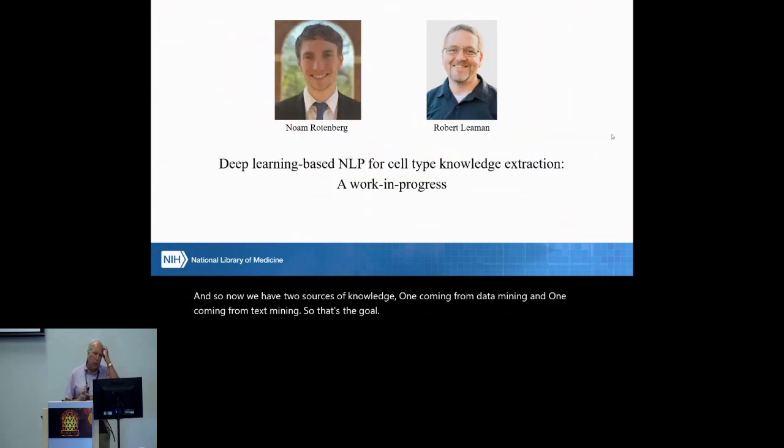So this work is being spearheaded by a postdoc in my group, Noam Rottenberg, in collaboration with Robert Lehman, who's working with Zhang Lu. We are learning a lot from this interaction with Zhang Lu's group and with Robert. And I think it's going to be a really interesting collaboration where we're bringing together people with expertise in data mining with people with expertise in literature mining.